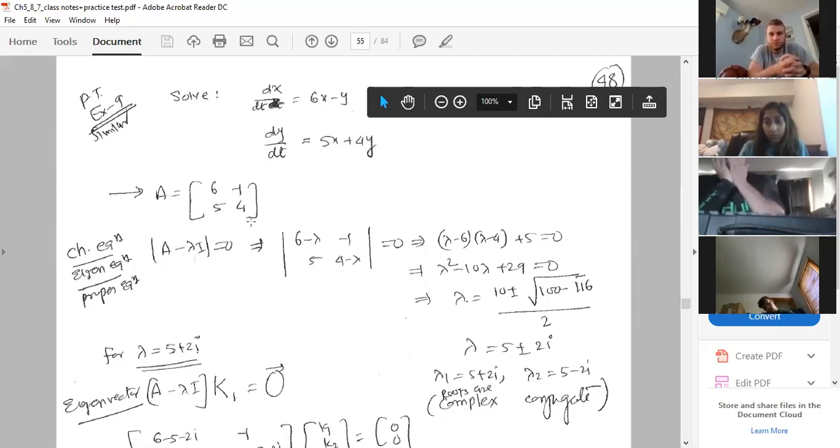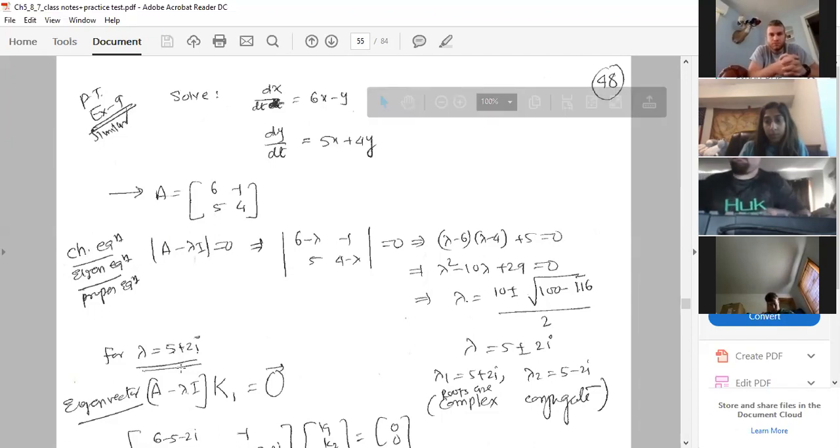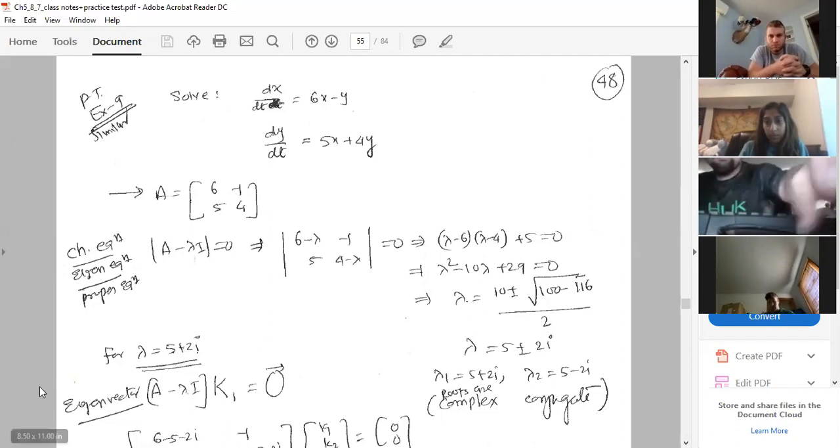6, -1, 5, and 4. See, I wrote everything down for you. If you are missing something, just look at this one and then work accordingly. You won't face any problem solving your homework problems. A equals 6, -1, 5, and 4. Characteristic equation, or eigen equation, or proper equation, whatever you want to say: determinant of A minus lambda I equals 0. Solve for lambda, a quadratic equation: 5 plus or minus 2i. The roots are complex conjugates of each other.